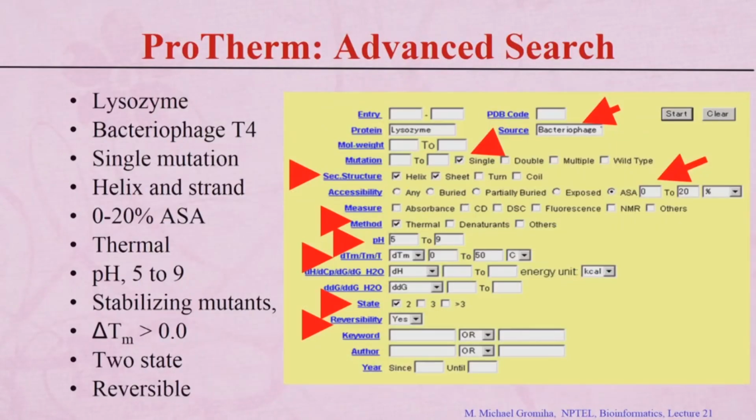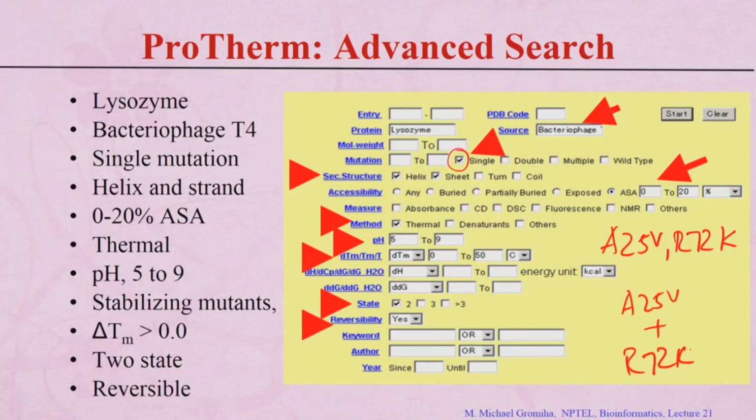Then for the advanced search, we have given different options. You can search with the protein name, with the source, or with the mutation. For example, if you are interested only in single mutations, you can click on single mutation. Then if you want to see the additivity effect of double or multiple mutations, for example a double mutation A25V and R72K, we do not know whether the stability obtained with this mutant is the sum of A25V plus R72K.